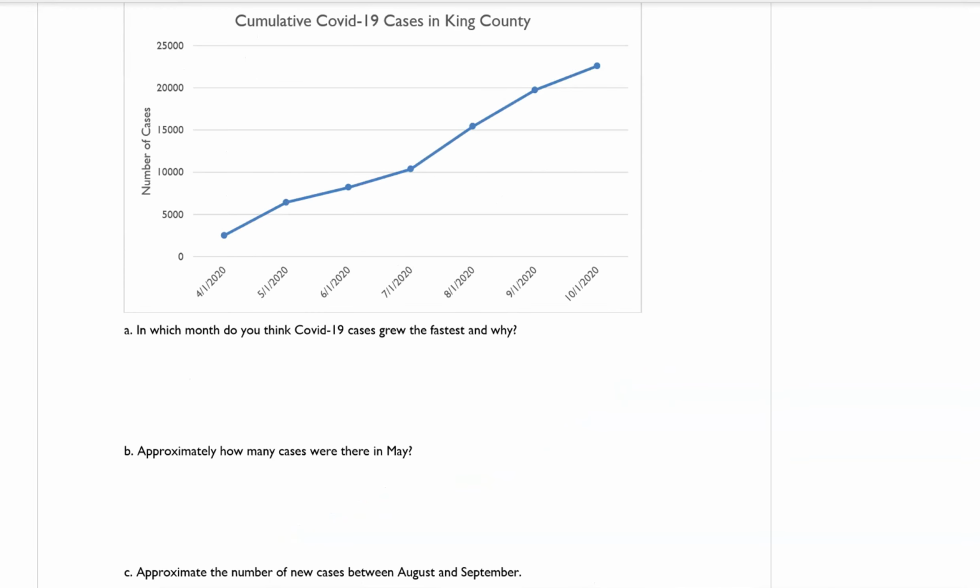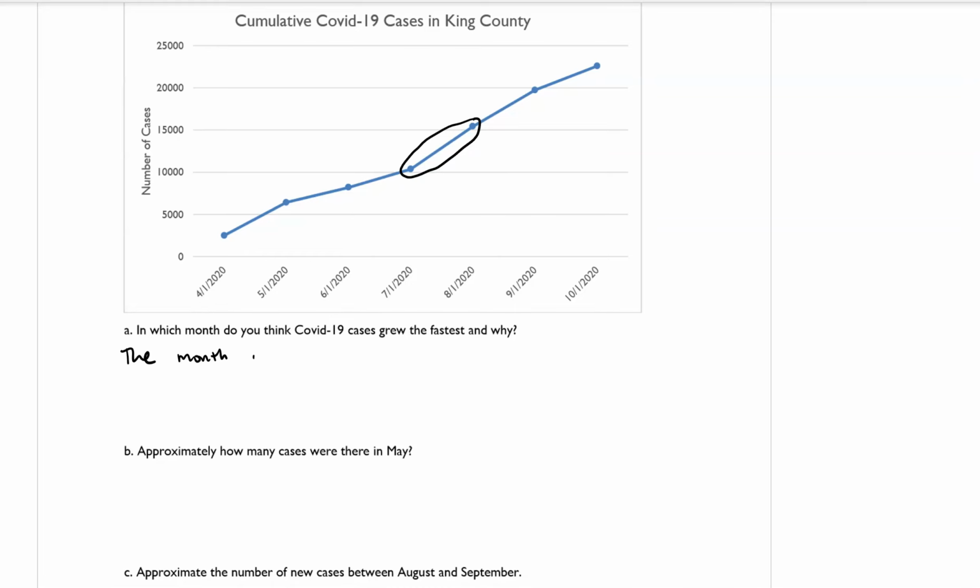Part A says, in which month do you think COVID-19 cases grew the fastest and why? So notice that this is not a straight line, so it's not a linear function. However, it is made up of linear segments, and the place where it's going to grow the fastest is going to be determined by the slope of each of the line segments. And it looks like here to me, if you look at this specific line segment, that has the steepest slope.